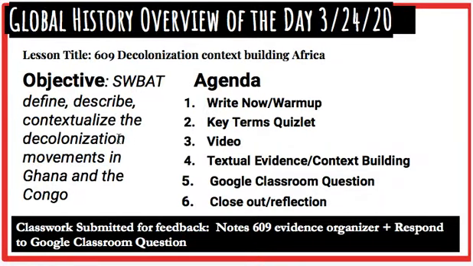Now, again, in these decolonization movements, Ghana and the Congo are both decolonizing from their European powers. In the case of Ghana, it is the British, and in the case of the Congo, it is the Belgians. And we could activate some prior knowledge from these times.